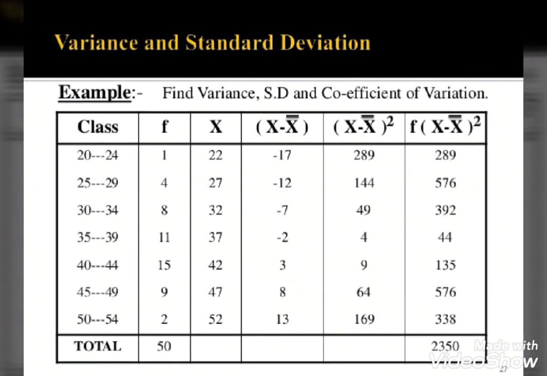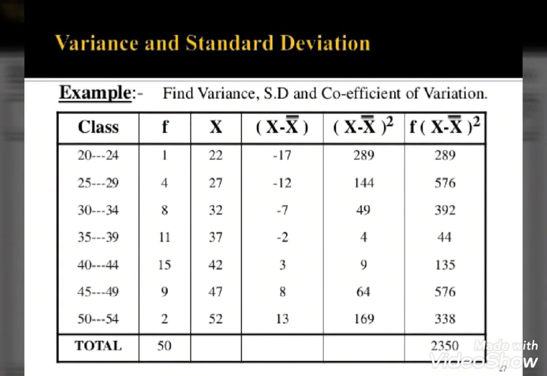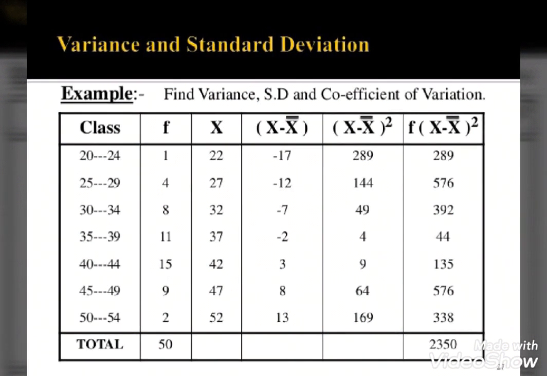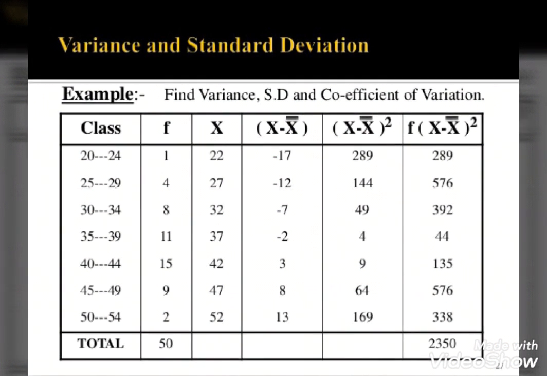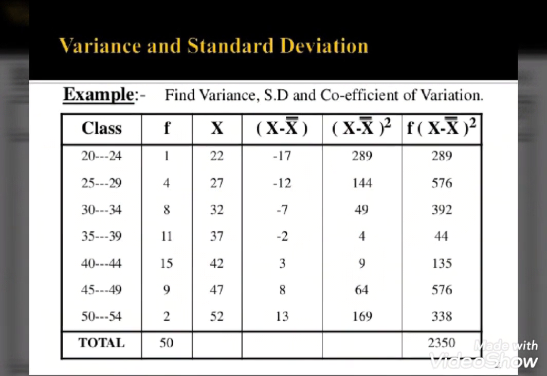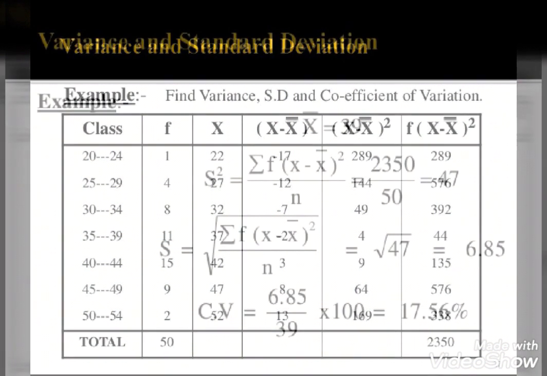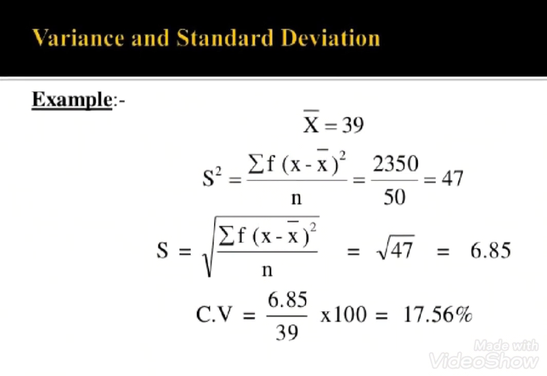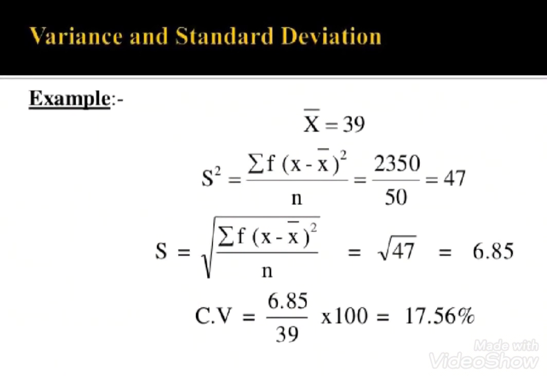When your x minus x bar value is given, you can easily calculate x minus x bar whole square. After that, when your x minus x bar whole square value has come, you can calculate f times (x minus x bar) whole square. So you just multiply x minus x bar whole square by the frequency, that is 1, and so on you can proceed. Then you can substitute the values into the formula. You can see here, s square equals sigma f (x minus x bar) whole square by n. So you can substitute the values and calculate.